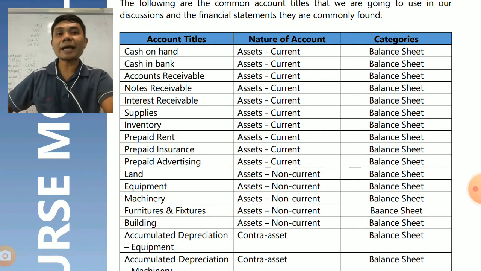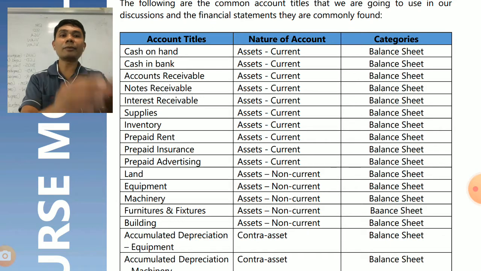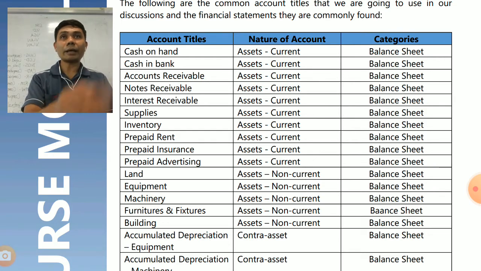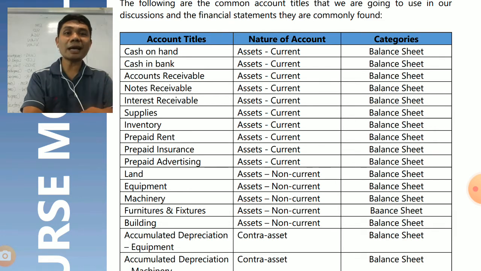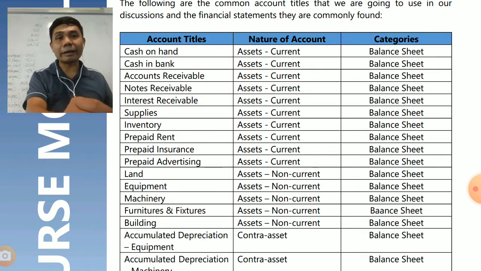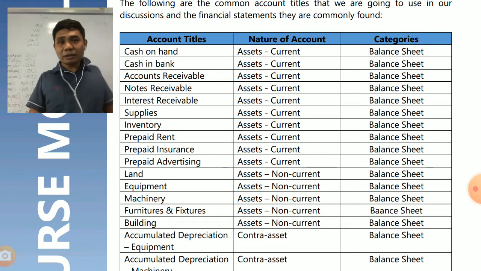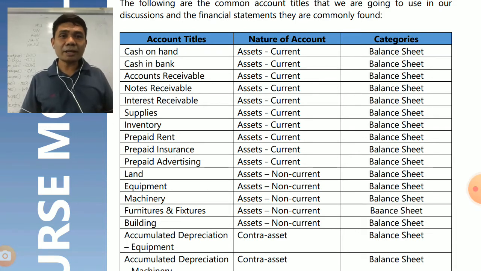We have here cash on hand, meaning cash held by the business or in the vault, not deposited in the bank. That is what we call cash on hand. It is an asset, and it is a current asset, meaning it is liquid and can be used anytime as an exchange. So it appears in the balance sheet. You cannot include it in the income statement because it is an asset. It is only in the balance sheet.